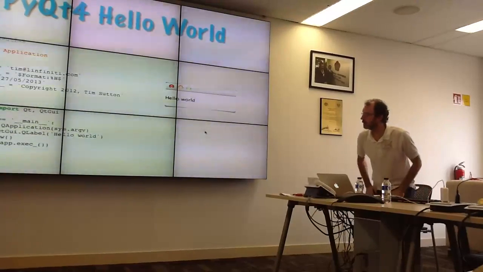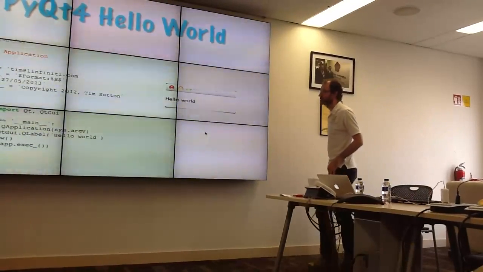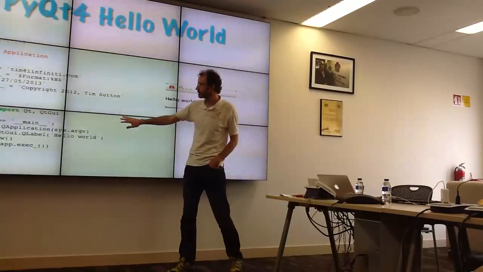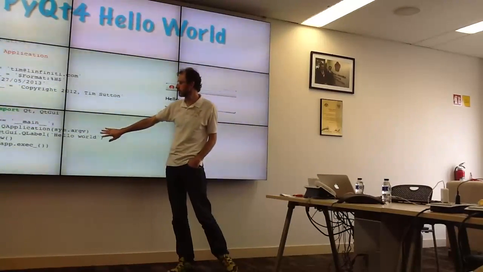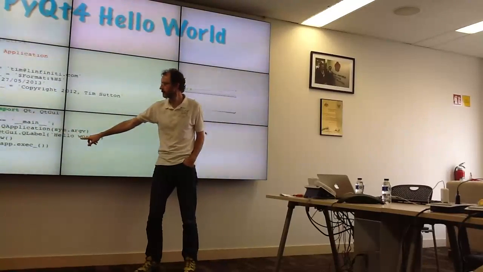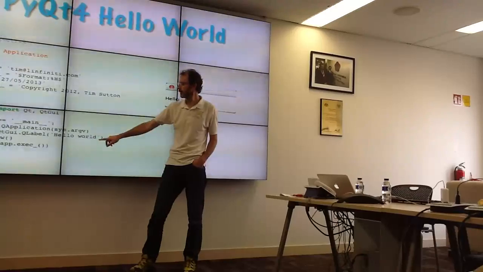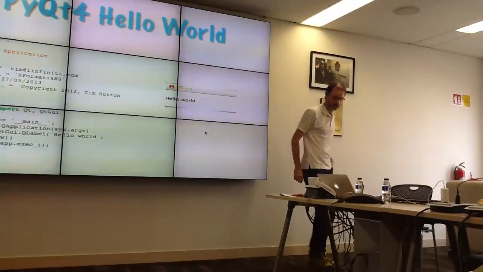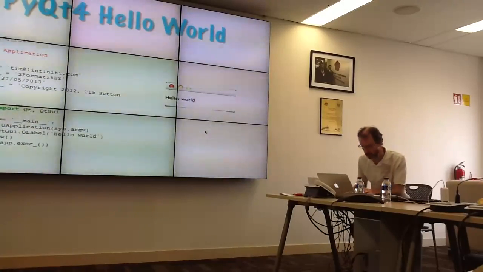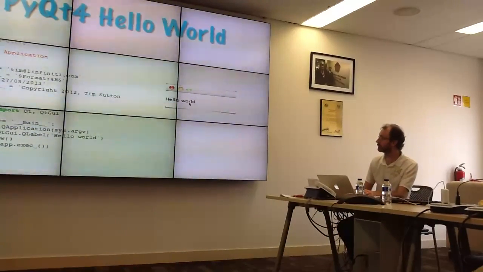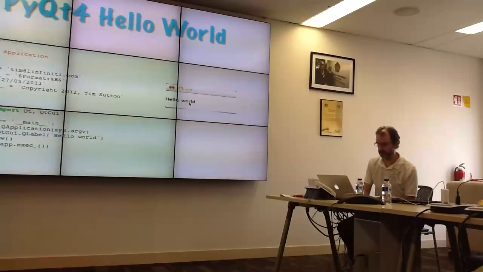So with a few lines of code, you can write something like, you have to have a Hello World application always. To write a Hello World application in Qt, you create a new application instance, then create a label, set its text, show the label, and then execute your application. And then you get something that will pop up. You get a Hello World application.